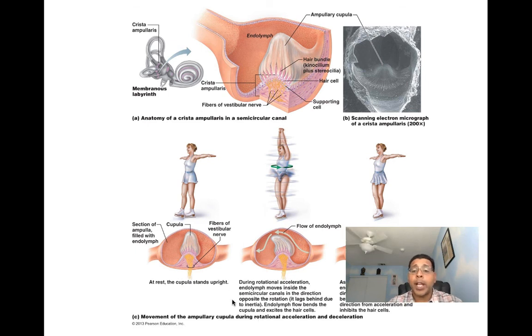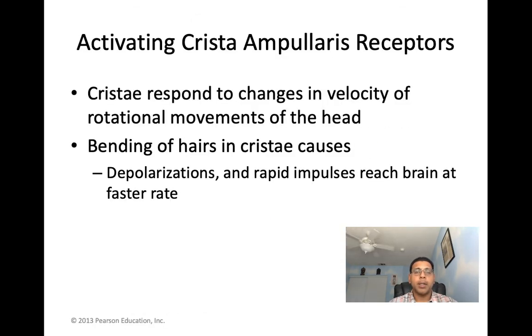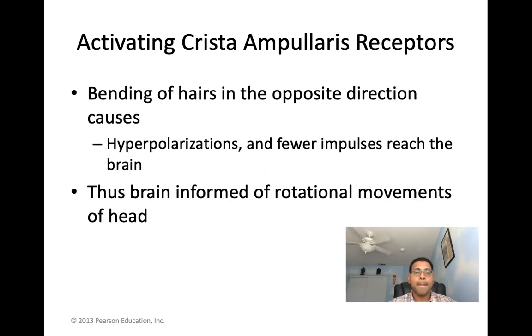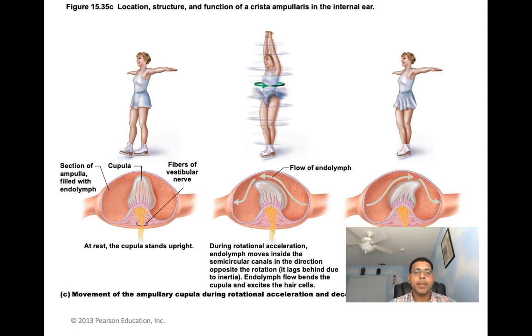And then as rotational movements begin to slow, endolymph is going to keep moving in the direction of rotation. Endolymph flow bends the cupula in the opposite direction from acceleration, and then it inhibits the hair cells, letting the brain know, all right, we're starting to slow down. So here we could see the exact same thing.